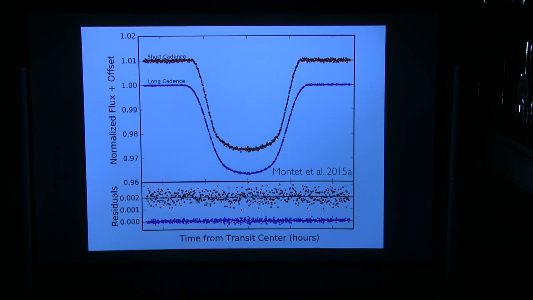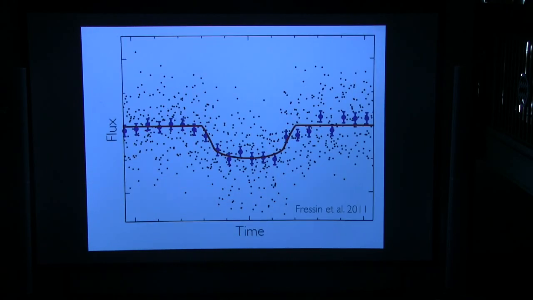What if it's Earth-sized? Maybe it looks something like this. And so the black are the raw data. This is many transits folded on top of each other. And the blue is then this data, phase-folded data, binned into small chunks. And so we believe there's a planet there, but this takes a whole bunch of transits to get there. And any one transit is a little harder to actually see.